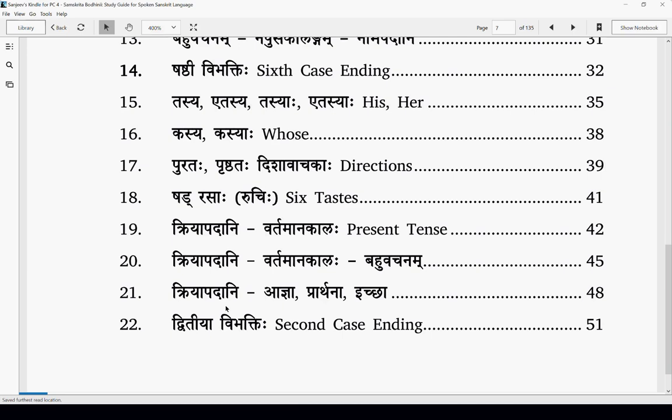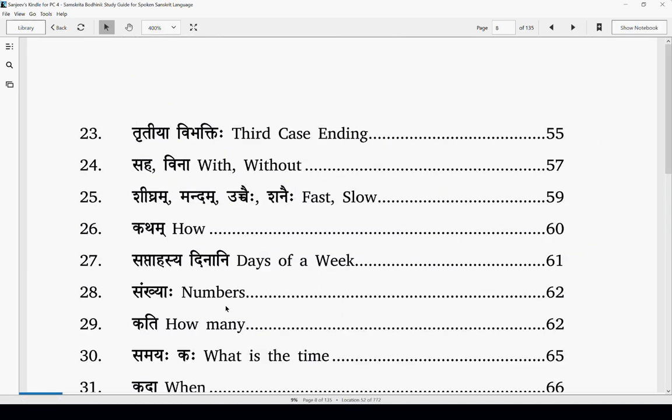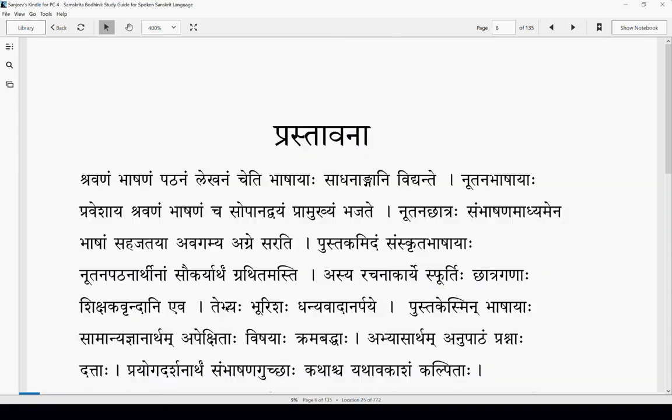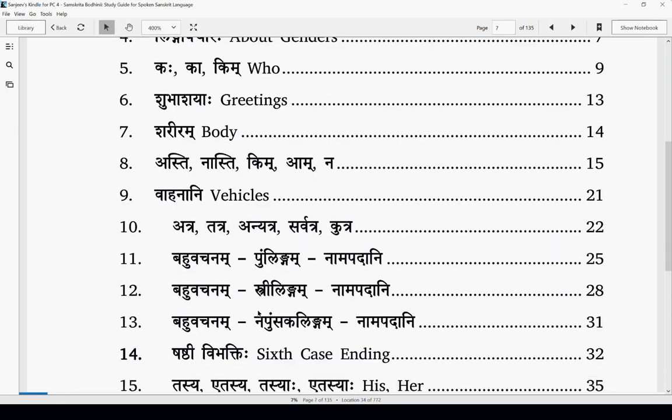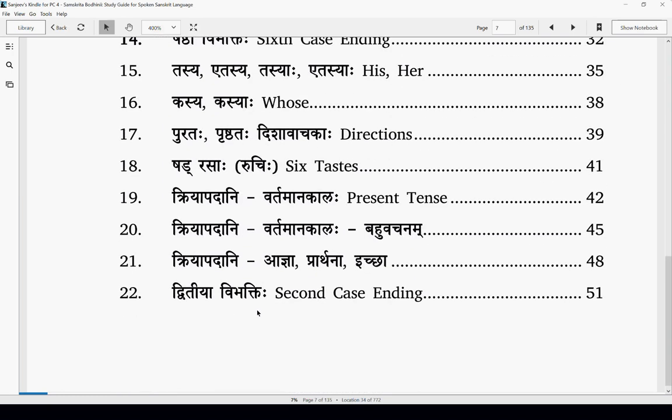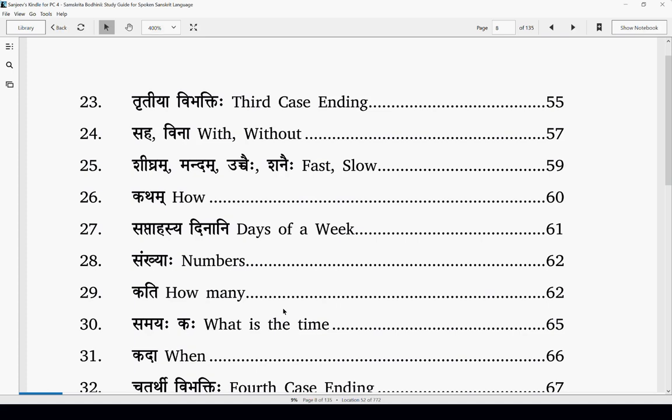Then we have those shadrasa. Then in this way, kriyapadani, vartamana kala. We'll look at the table a little bit later. Then basically these vibhaktis, we studied all the vibhaktis in level 1. So how many vibhaktis are there? Sapta vibhaktayah santi, 7 vibhaktis.